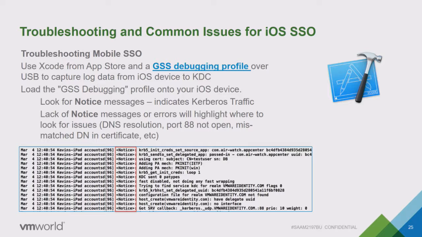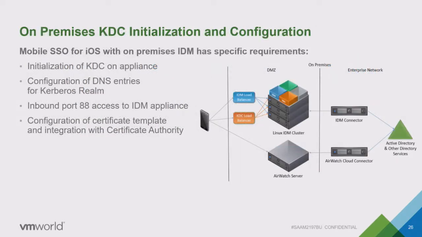If you are doing on-premises Identity Manager and you need to initialize a KDC, there's a variety of steps you need to do. You need to go in and initialize it on the appliance, make sure inbound port 88 is open, and have the DNS records created for that Kerberos realm. There are steps in the VMware pubs to make this work. Make sure you follow them to the T, because that will set up the integration to do the KDC authentication.